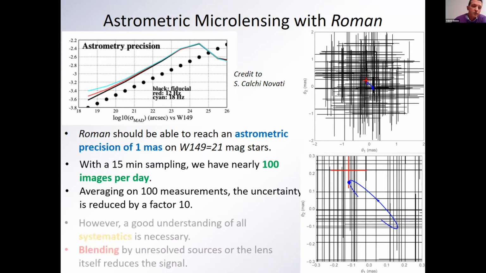But of course, we are making a simplistic hypothesis that this uncertainty only comes from statistical Gaussian noise, which is of course not completely true. In order to do good astrometry with Roman, it is very important to have a good understanding of all systematics. Otherwise, this game would not work. Another factor we have to take into account is that blending by unresolved sources reduces the centroid motion. The signal is washed out if we have blending by unresolved sources, or even the lens itself can be a disturbance to the signal of the centroid motion.